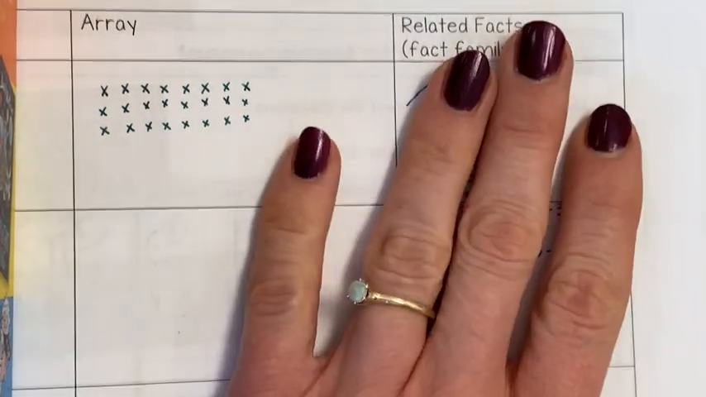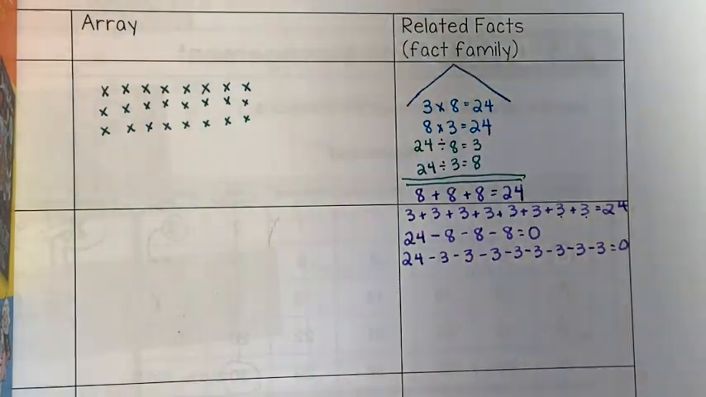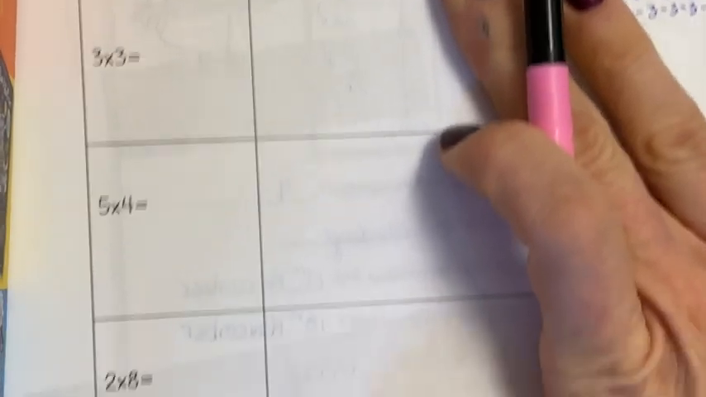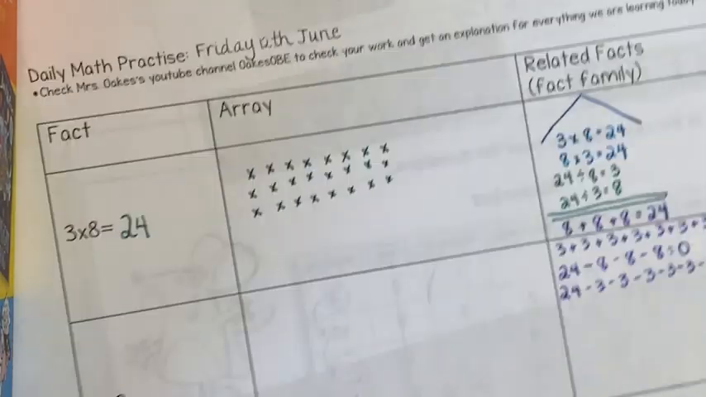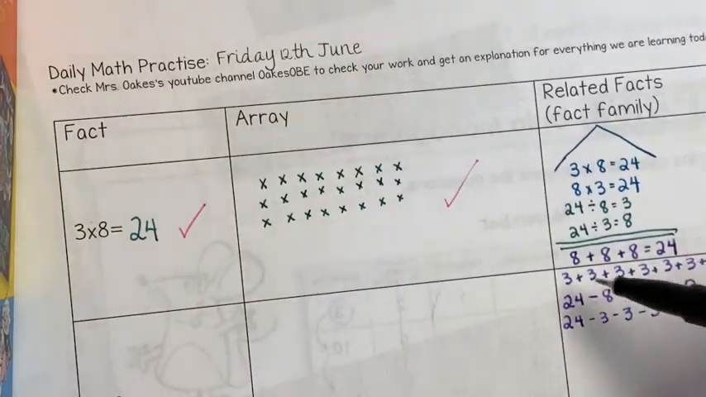All right, you do not have to do the repeated subtraction, but I do want you to really focus. You're going to go through and do the next ones: 3 times 3, 5 times 4, 2 times 8, 5 times 3, and 4 times 8. You're going to work on those. You're going to do an array. You're going to solve the fact, and you're going to do related facts.